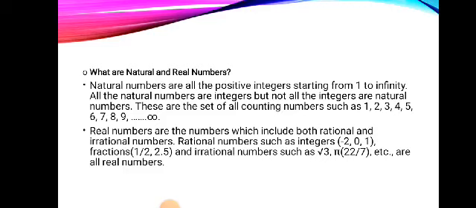What are natural and real numbers? Natural numbers are all the positive integers starting from 1 to infinity. All the natural numbers are integers, but not all integers are natural numbers. These are the set of counting numbers such as 1, 2, 3, 4, 5, 6, 7, 8, 9, and so on to infinity. While the real numbers include both rational and irrational numbers. Rational numbers such as integers -2, 0, and 1, fractions 1/2, 2.5, and irrational numbers such as the square root of 3, pi, 22/7, etc.